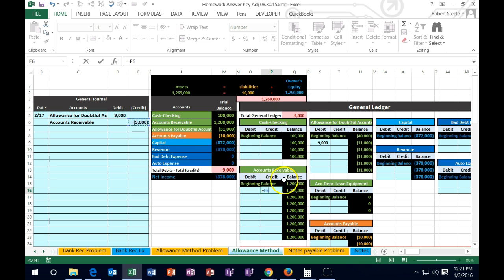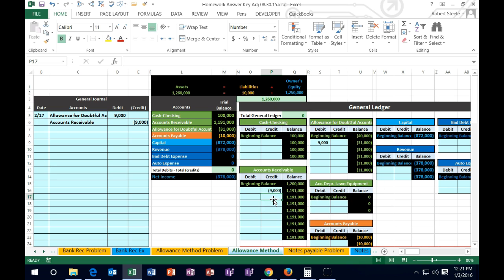What's going to happen once we hit enter? Well, this is a debit. That's a credit. It's going to make it go down. We're doing the opposite thing to it. The receivable goes down to 1,191,000. That's the same number here in M6. And note that we now have affected the receivable account.